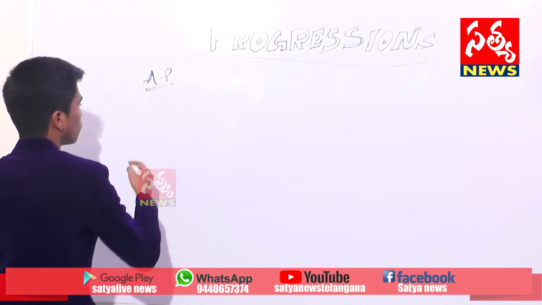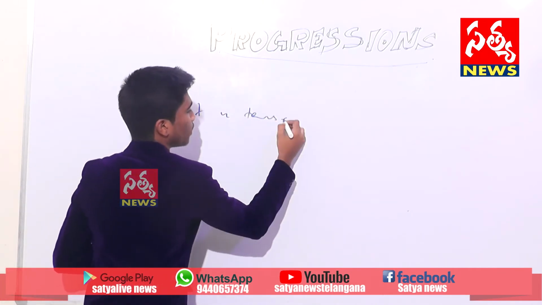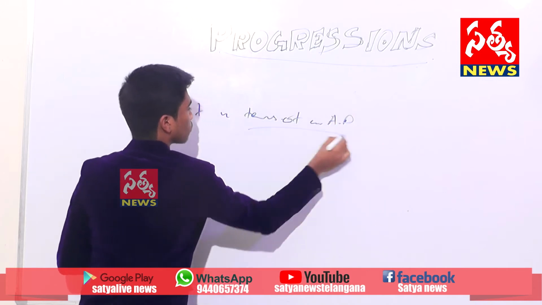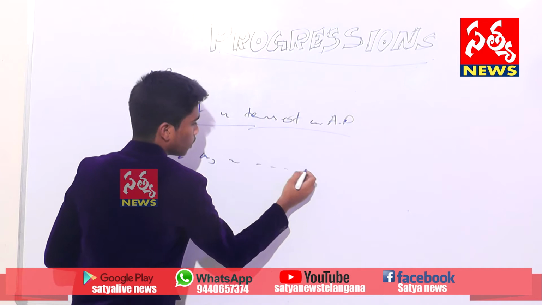Next, finding the sum of n terms of an AP. Suppose A1, A2, A3, and so on, An are in AP.